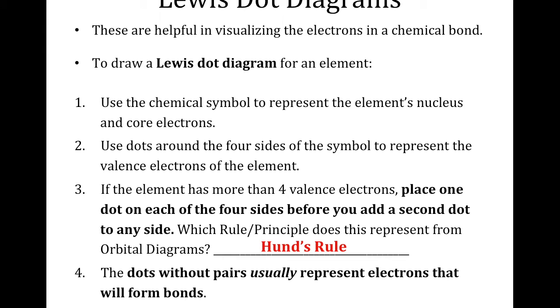The dots without pairs usually represent electrons that will form bonds. So if we have any electrons that don't have a buddy, a side of the element symbol that does not have 2, that dot represents an electron that's usually going to form some kind of bond.